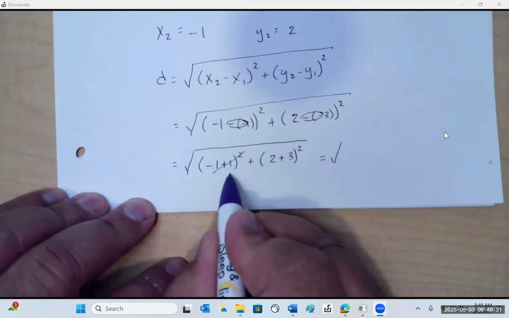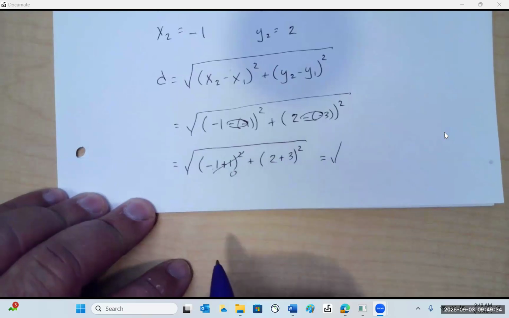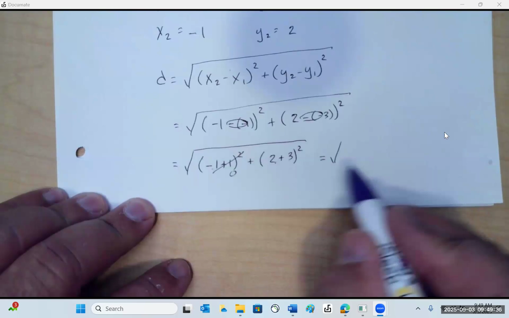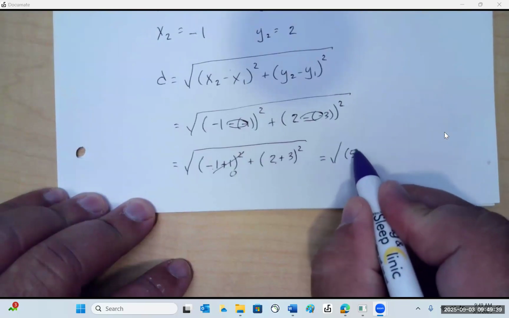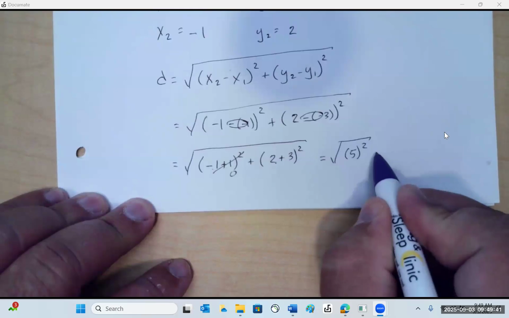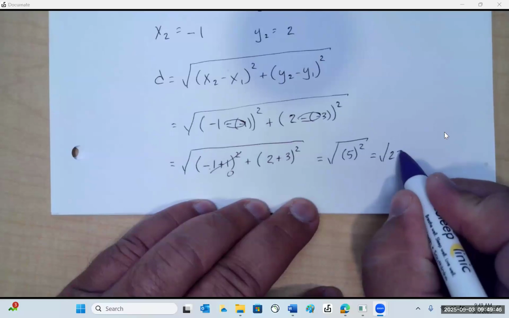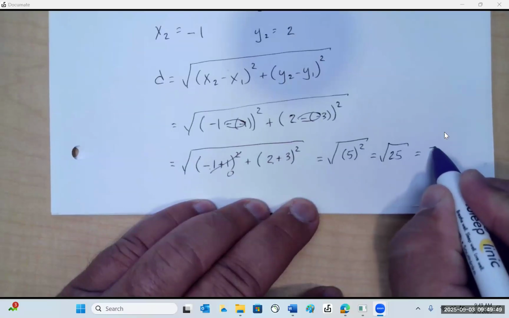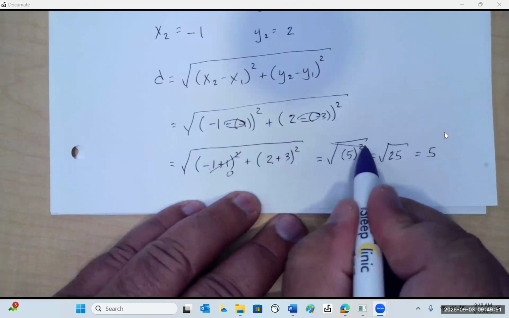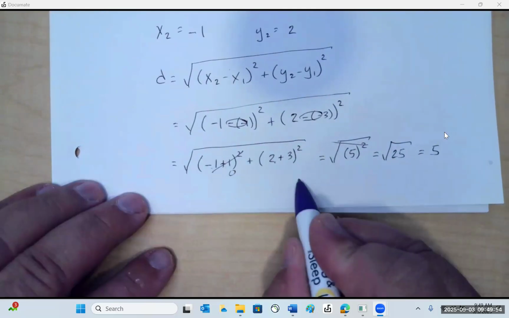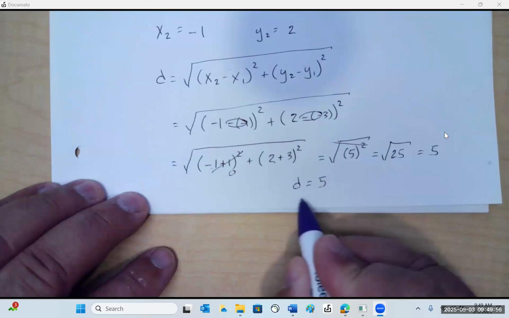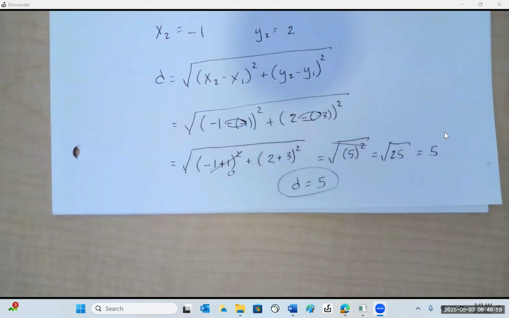-1 plus 1 is 0. So that's gone. 2 plus 3 is 5. Five squared is 25. Square root of 25 is 5. We could also have done that here since they cancel. So the distance between those 2 points is 5 units away from each other. Any questions?